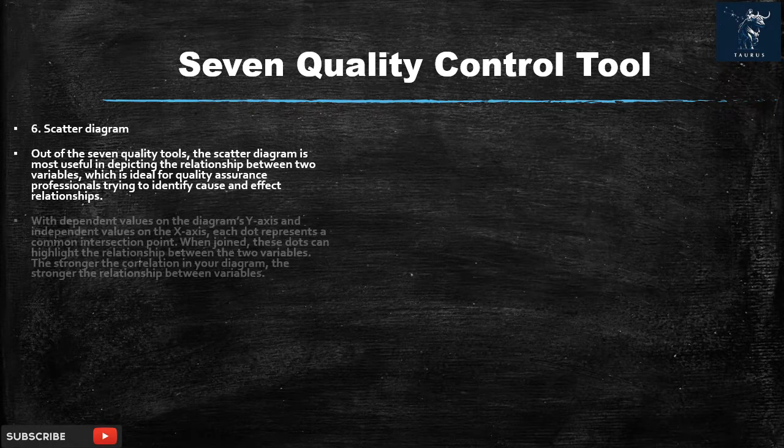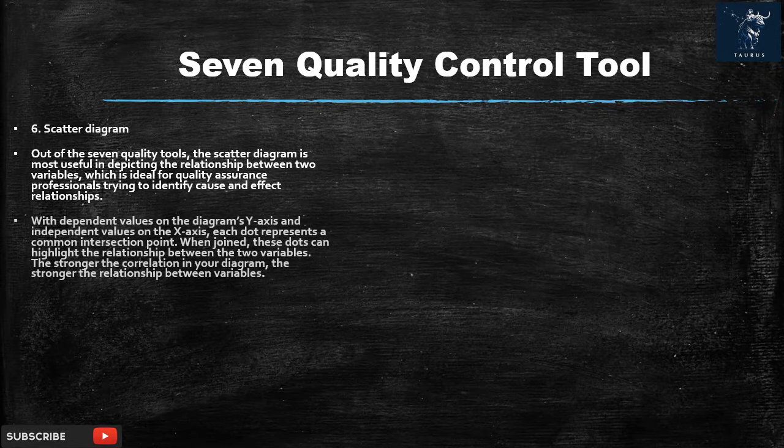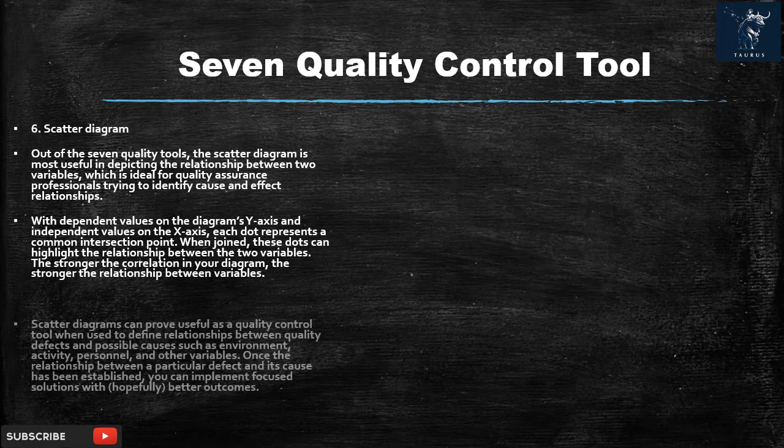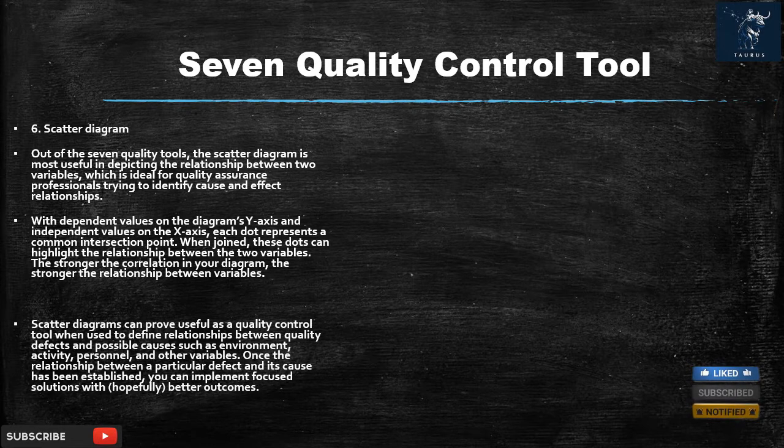6. Scatter diagram. Out of the 7 quality tools, the scatter diagram is most useful in depicting the relationship between 2 variables, which is ideal for quality assurance professionals trying to identify cause and effect relationships, with dependent values on the diagram's y-axis and independent values on the x-axis. Each dot represents a common intersection point. When joined, these dots can highlight the relationship between the 2 variables. The stronger the correlation in your diagram, the stronger the relationship between variables.